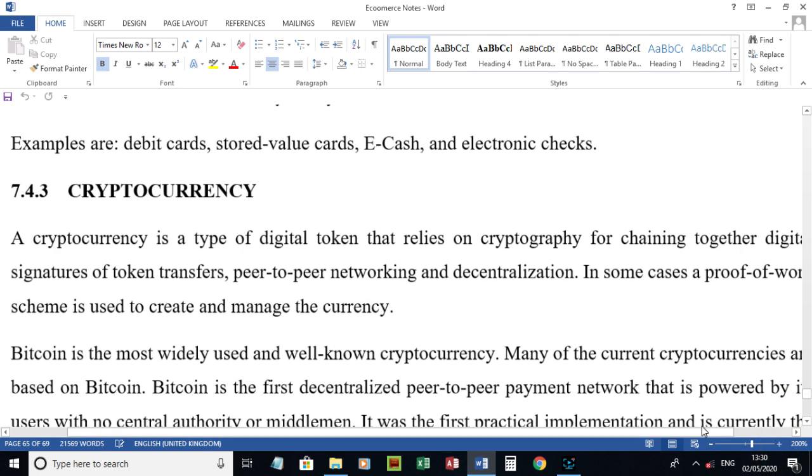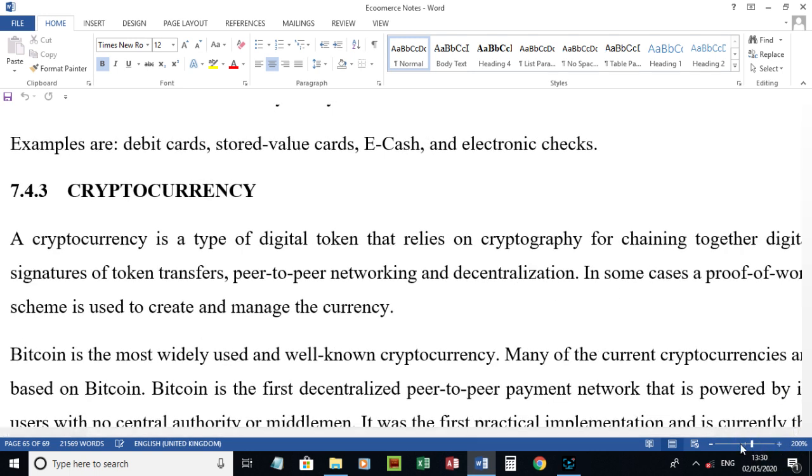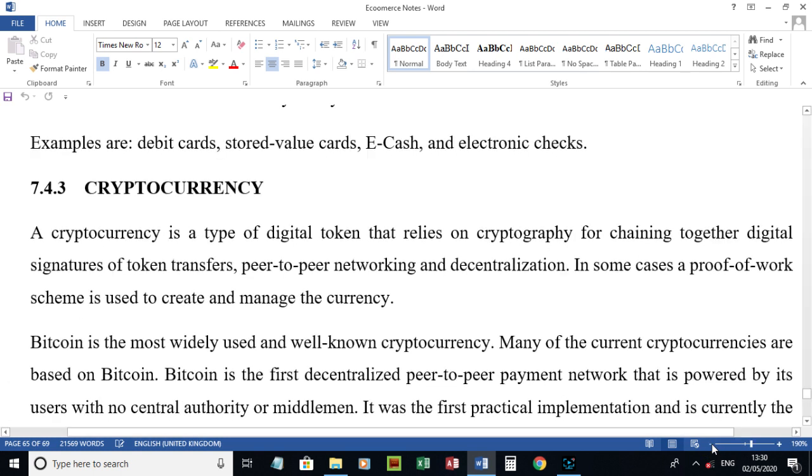Cryptocurrency, look at it carefully. A cryptocurrency is a type of digital token that relies on cryptography for chaining together digital signatures of token transfers, peer-to-peer networking, and decentralization. In some cases, a proof of work scheme is used to create and manage the currency.